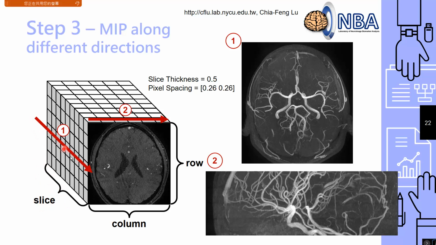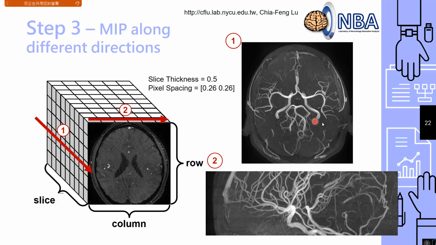Since we can project or search for the maximum value along the slice direction, maybe we can search for example, column direction. So think about this. Which dimension is column? The first one or the second one? We know the third one is the slice, right? So if we would like to search for the maximum value along the column, it should be the second dimension, right? Because the first dimension is row, second dimension is column, right? So now, if I can make the projection along the column direction, you will get the tracer image right here from different angle.